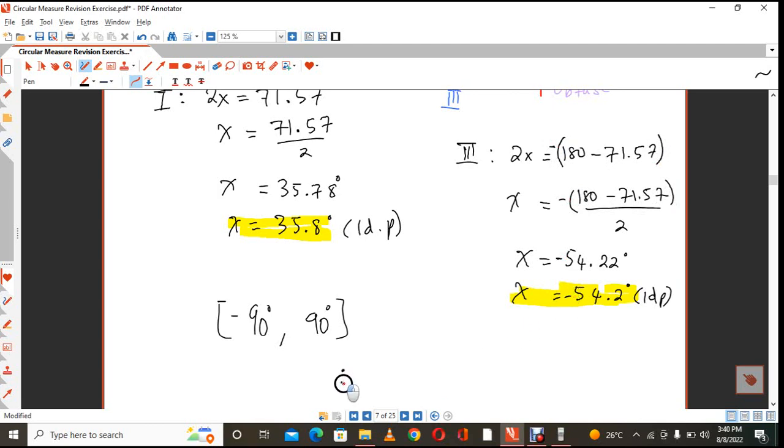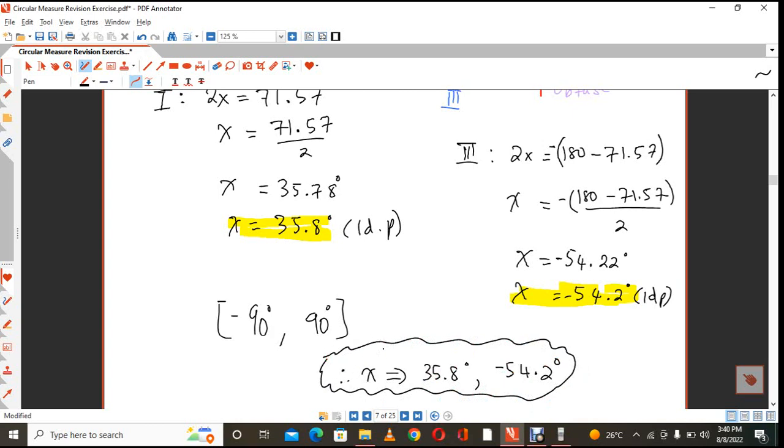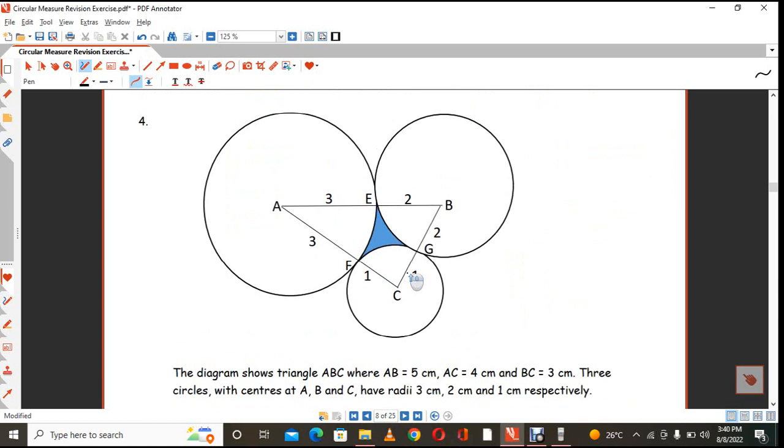So the solutions to that: x is 35.8 degrees and x is minus 54.2 degrees. That is the solution to that particular question. Okay, so that takes me to the next one, question 4.